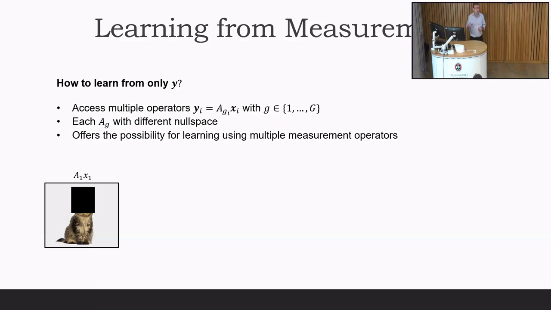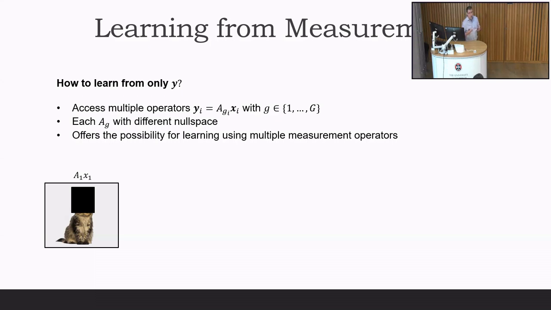To give you a concrete example of that, we've already talked about MRI. Accelerated MRI, we take a subset of the Fourier measurements to do our acceleration. That would be something where we could choose which Fourier measurements to take, and that would give us an example of a multi-operator setting where the A depends on which Fourier component we take. So why might this be a useful thing to do? It might be useful because each A_g now may have a different null space. And that offers the possibility, potentially, of doing learning using multiple measurement platforms.